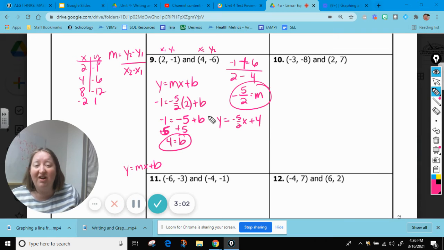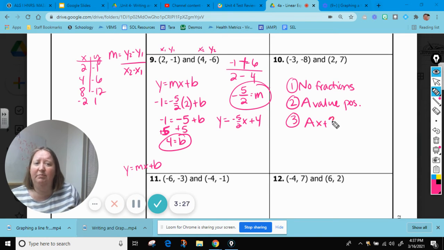Now, what if it's not in this form? What if you look around and you're like, oh, I don't find my answer? Well, maybe you have to rewrite this in standard form. So for standard form, there's a couple of different things to remember. No fractions. The a value is positive, and it needs to be in this form: Ax plus By is equal to C. Okay, so is that in that form? Nope, this is in slope-intercept form. This is called standard form.